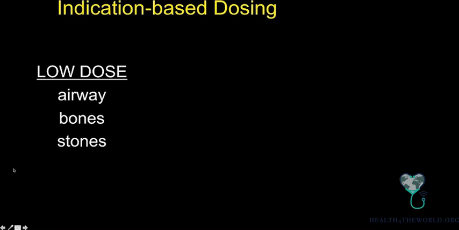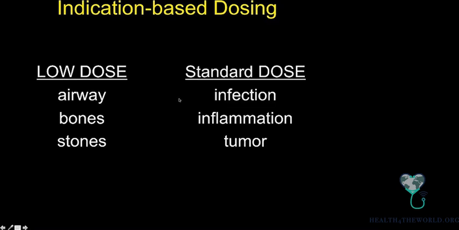Okay, what about indication-based dosing? What if you have a protocol that's a low-dose protocol? So we have an ultra-low-dose protocol that we offer for airway foreign bodies, for pectus excavatum, or for maybe kidney stones. You don't need as much dose to see those things because you have inherently high contrast between air and calcium and soft tissues. And then we have our standard dose that we'll use for other conventional things like infection, inflammation, or tumor. So we have two different protocols depending on the indication.